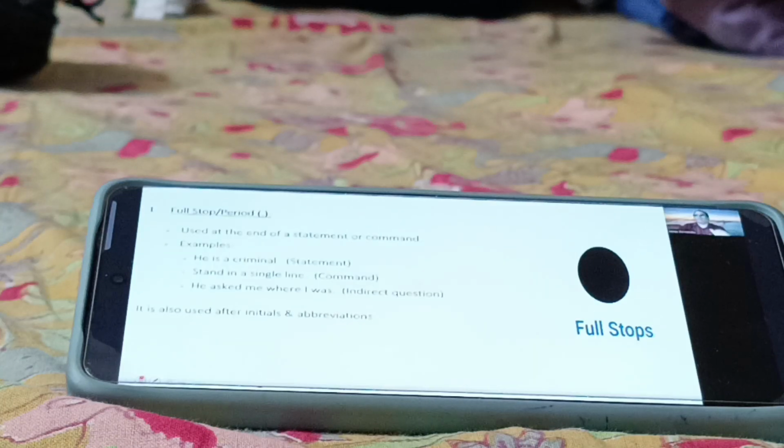You also use it when you're using initials, or in abbreviated words. Look at your M.L.A., M.P., U.K., U.S.A. For example, A.M., P.M. So I'm using the full stop here. And when I'm using it in a name or initials, Mr., title, J.C., Dr. C.V. Raman. And in decimal numbers, 3.14.